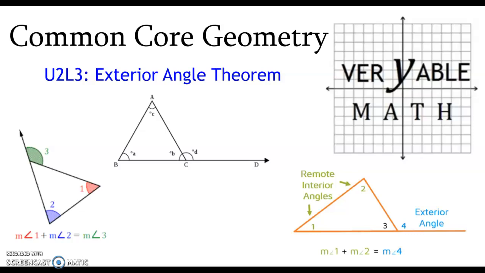Hello students, in this video we're going to be talking about the exterior angle theorem. This is the third lesson in the second unit. The second unit talks about triangles and the theorems that we use for them, and the exterior angle theorem is another theorem that helps us find missing angles by using the sum of other angles.